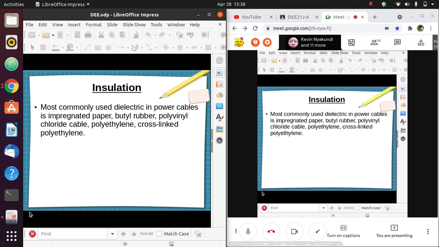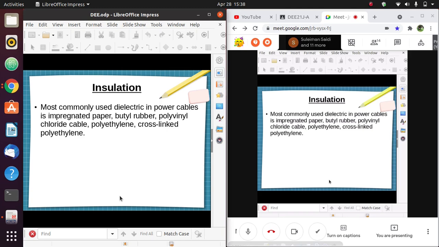Nimesema impregnated paper ni paper ambayo imekuwa imewekwa some vitu kama resin. Imekauka. It's not the normal paper ambayo tumezoea, hapana. It's just a paper ambayo imezungushwa. It has a substance put inside it. That substance ikikauka inafanya that paper to be such a very good insulation material, and the most common is resin.